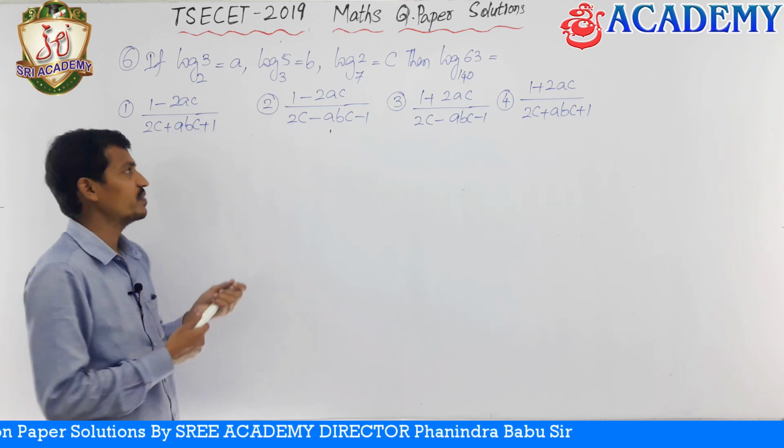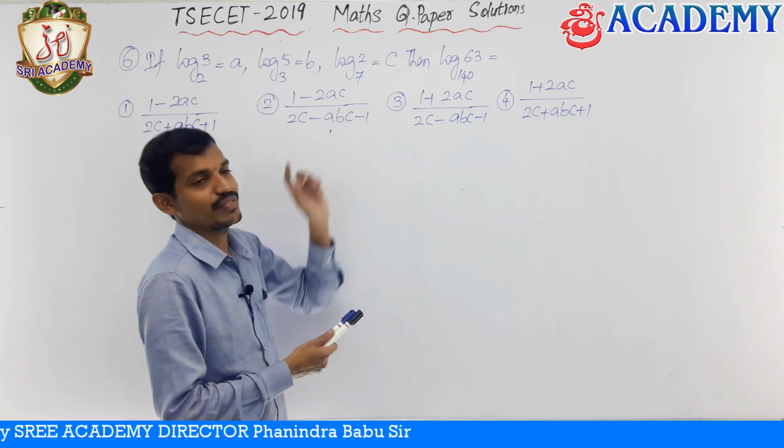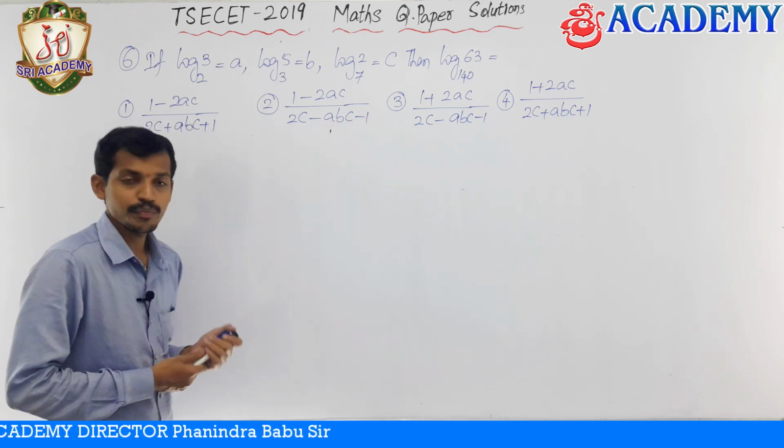We will get a relation from this one. What is it going to be? We will simplify these values, and then after that we will go to the problem, that is log 63 base 140. Whether we are getting it or not, we will see. We'll check.